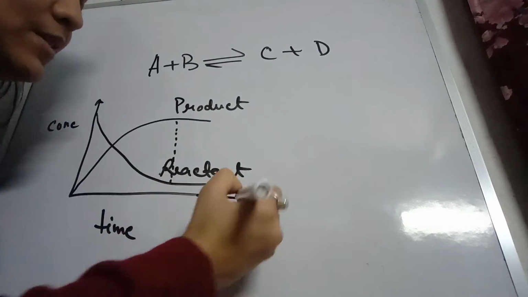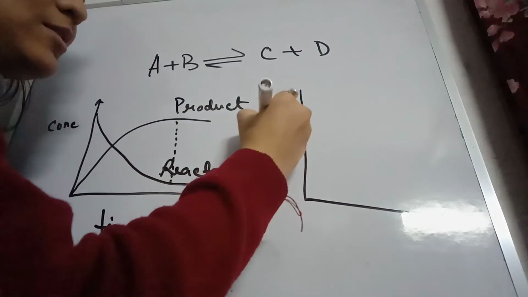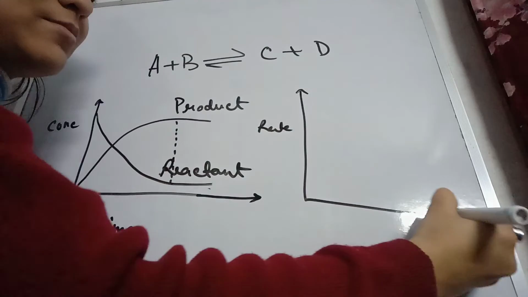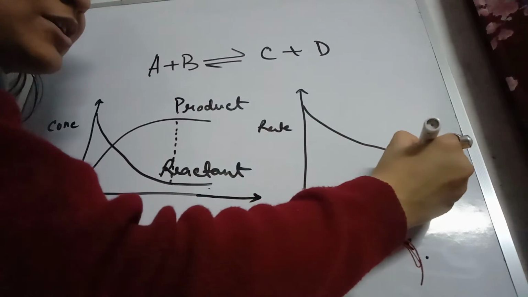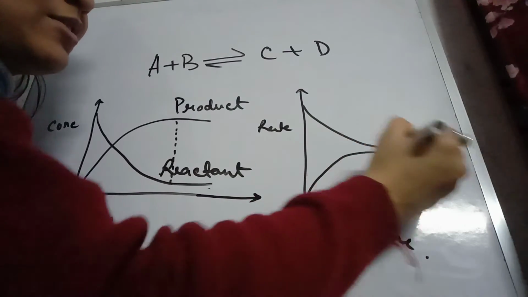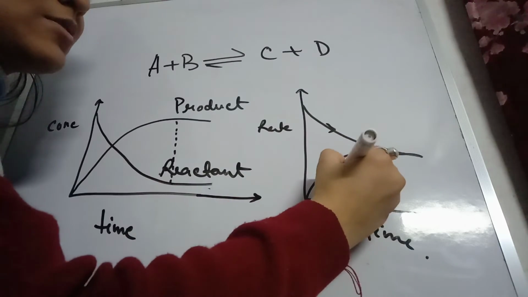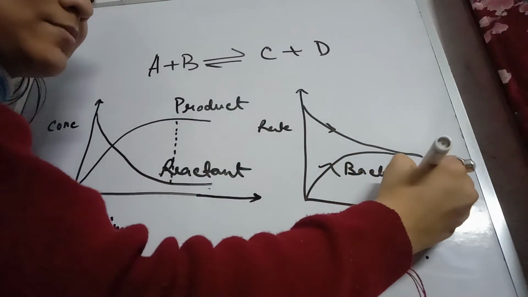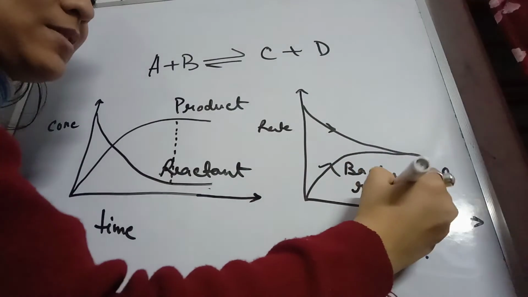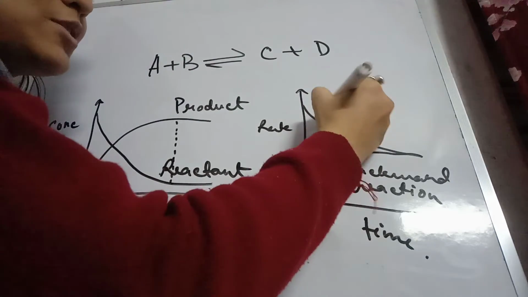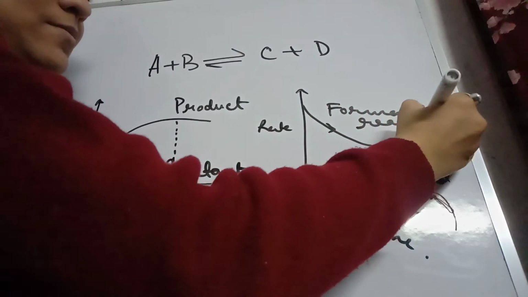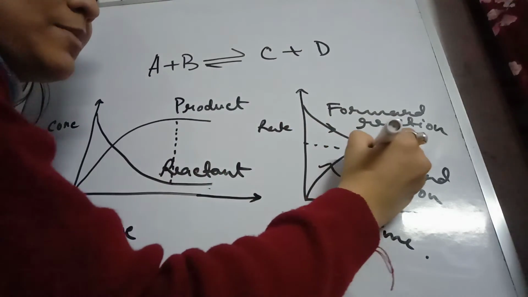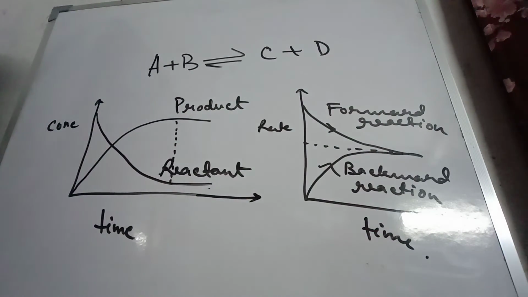Now another one we have is rate of the reaction versus time. So here what is happening? Rate of forward reaction decreases, backward reaction increases. So this is my backward reaction and this one is forward reaction. This one is my equilibrium state. These are the two graphical plots which basically define the equilibrium.